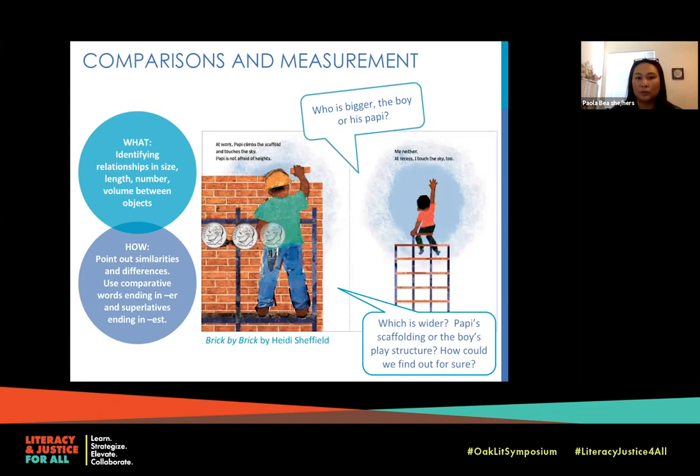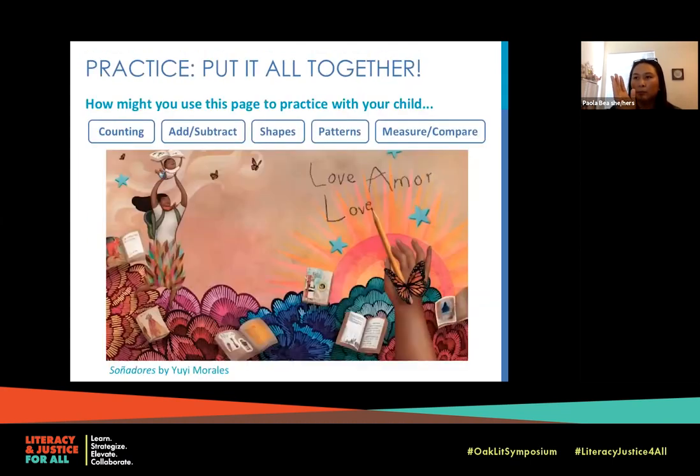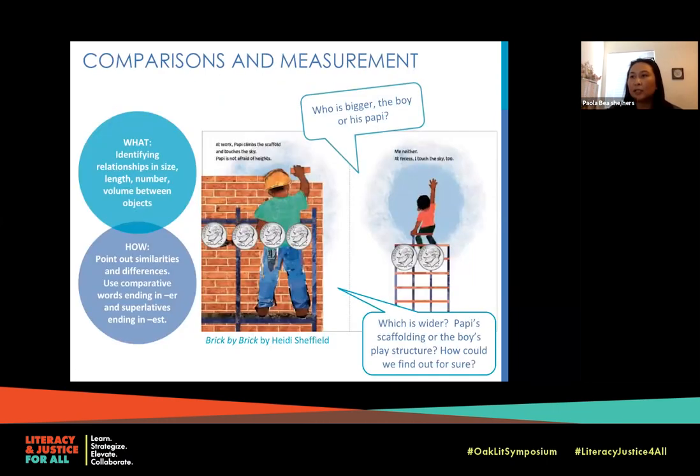When we try to use words like more than or fewer than, here when we are measuring, actually you can use your finger or a ruler or anything that can be a measurement. In here we're going to use the dime. Let's see how many dimes can fit in Papi's scaffolding. There's 1, 2, 3, 4. How about at the boy's play structure? There's 1, 2. So we can use words like more than, right? Who has more coins or dimes that we use? Is it Papi's scaffolding or the boy's play structure?